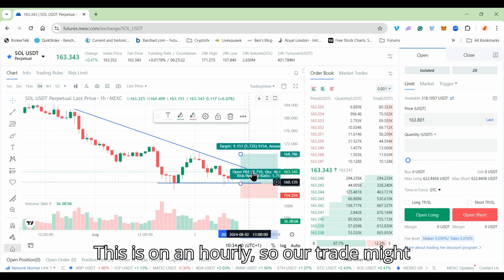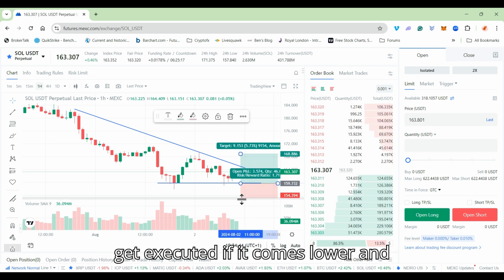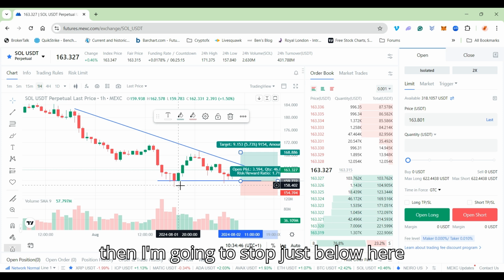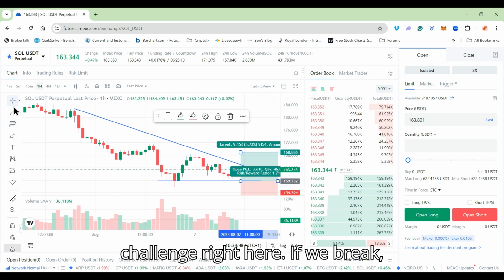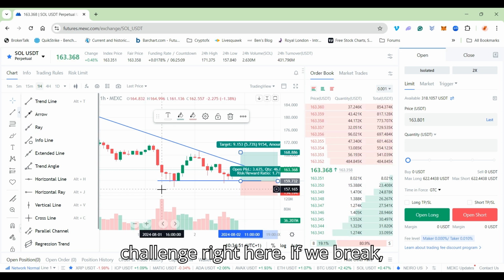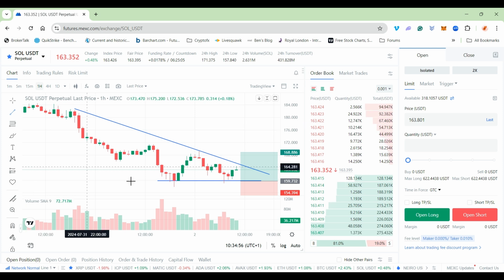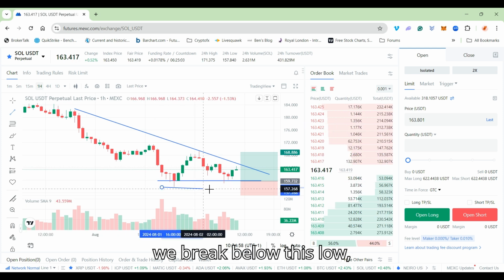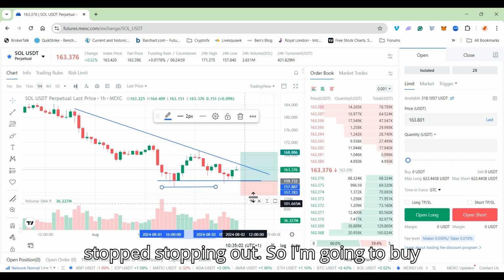And this is on an hourly, so our trade might get executed if it comes lower. And then I'm going to stop just below here, because this is the challenge right here. If we break below this low, I'd say that's where we want to be stopping out.